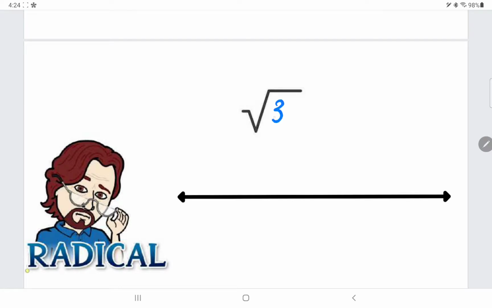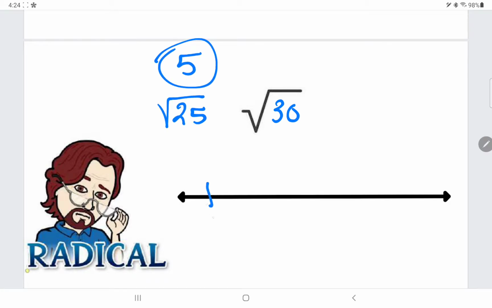So let's go with like 30. There is no whole number times itself that equals 30. But we do know perfect squares that are before 30 and after 30. So going through the process again, 1 times 1, 1. 2 times 2, 4. 3 times 3 is 9. 4 times 4 is 16. 5 times 5 is 25. Wow, that's really close. Okay, so we could do 25, and that is going to be 5. Now we're estimating on a number line. So that means the next one above it is going to be 6. And that would be the square root of 36.